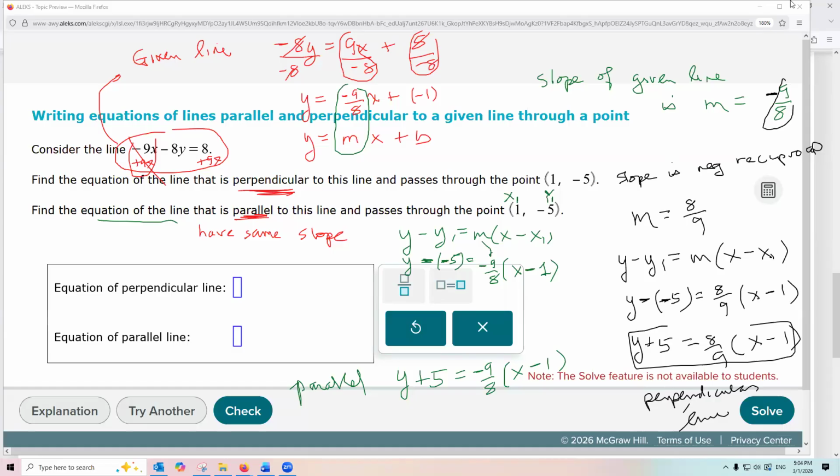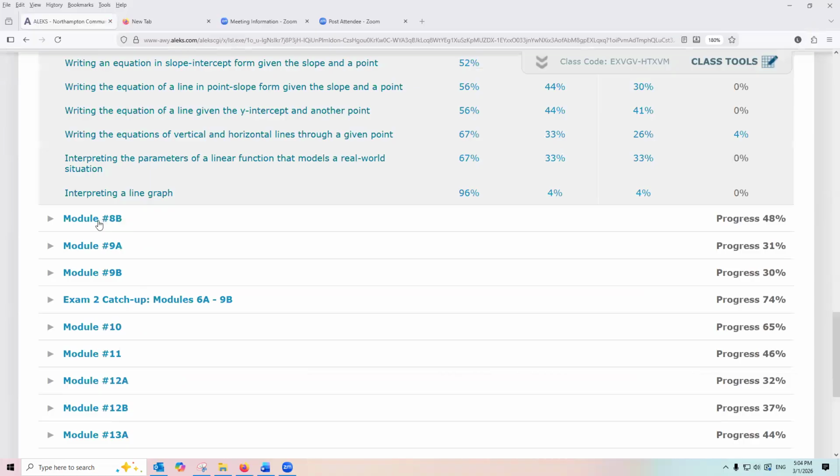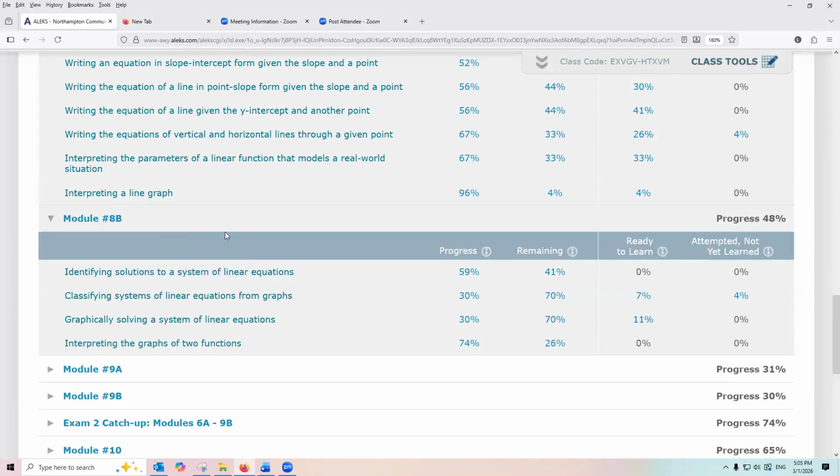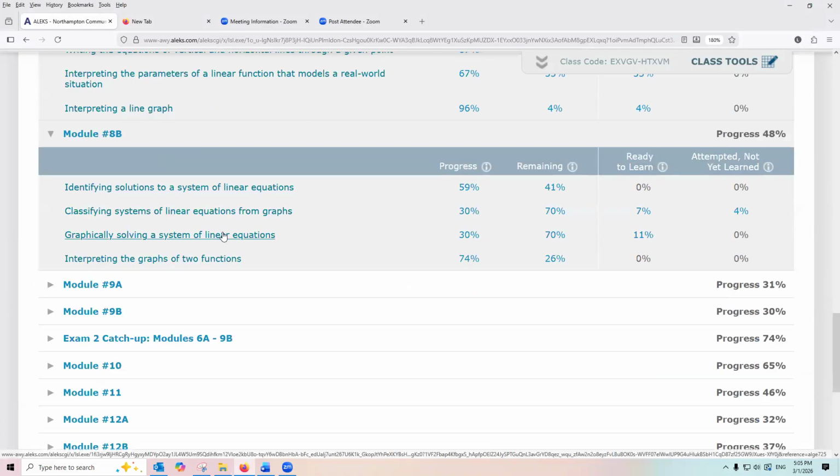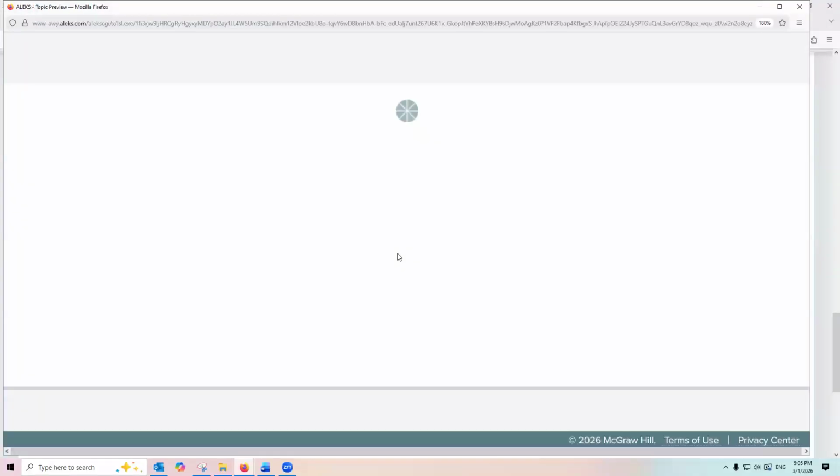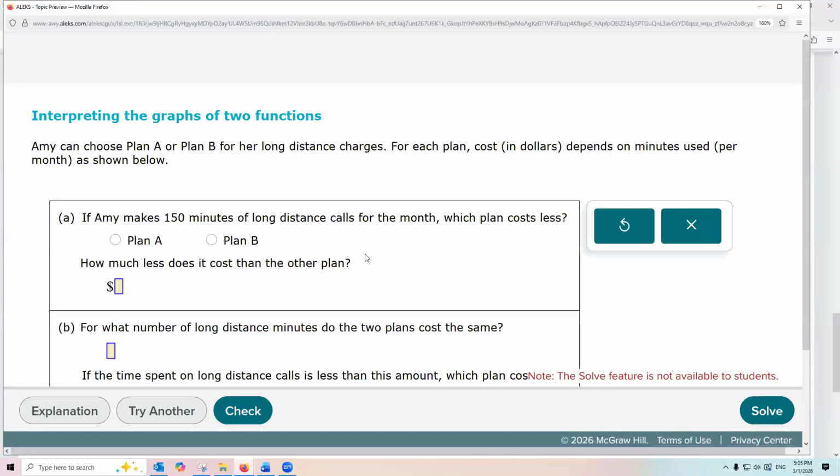All right, let's go look at module 8b. Now, 8b is a little different because 8b is going to ask you to find systems of linear equations. And so let's go take a look here. Let's start out with this one about interpreting the graphs of two functions.